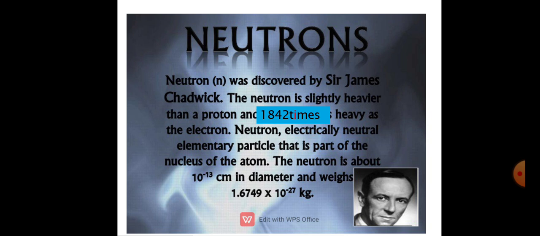The neutron is about 10 raised to power minus 13 centimeter in diameter, and its mass is 1.6749 multiplied by 10 raised to power minus 27 kg. So we have discussed electrons, protons and neutrons.